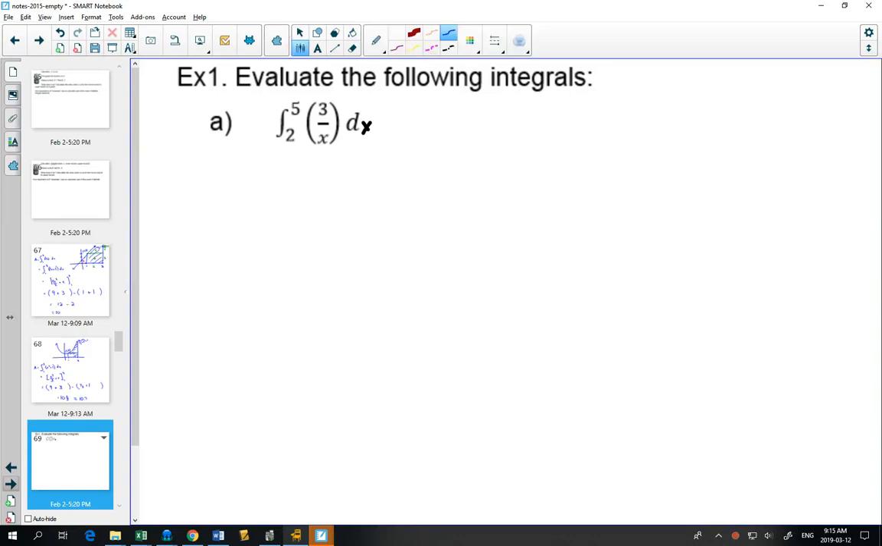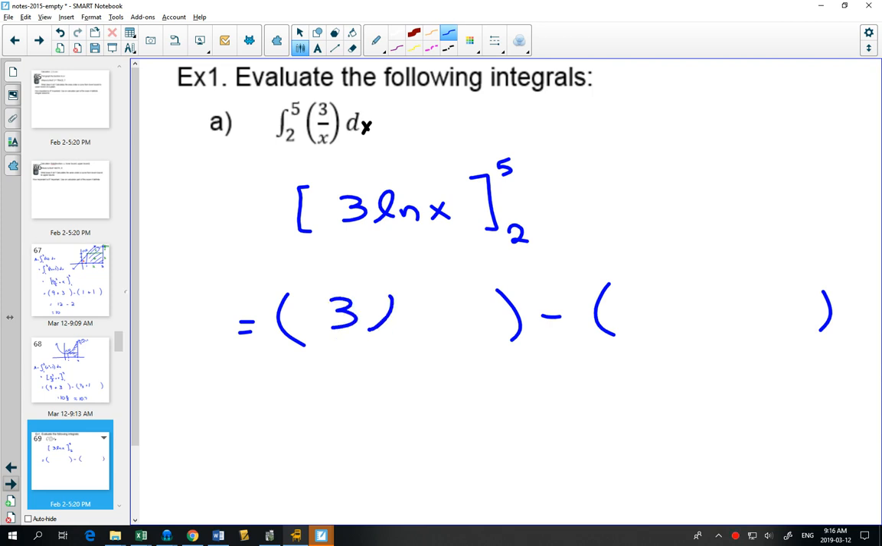Okay. So first of all, we integrate. And integrating, what is the integral of 3 over x? You recognize it? It's close. This is the tricky one. 3 natural log of x from 2 to 5. Right, because the derivative of ln of x is 1 over x. So being able to recognize that we had a 1 over x first and put it there, and then this will equal this minus this. You plug in 5, 3 natural log of 5 minus 3 natural log of 2.